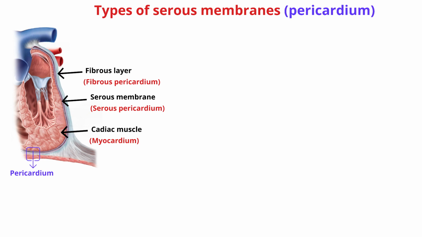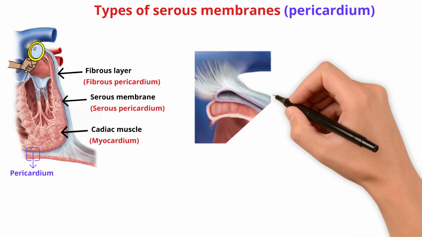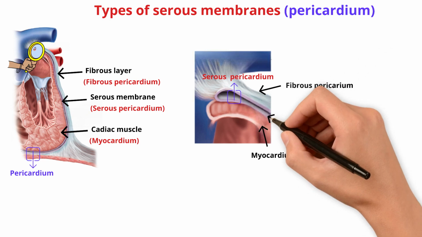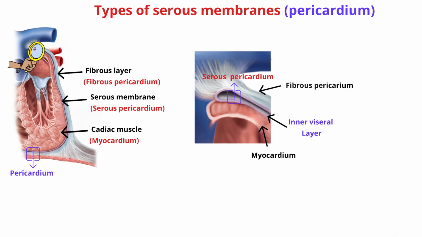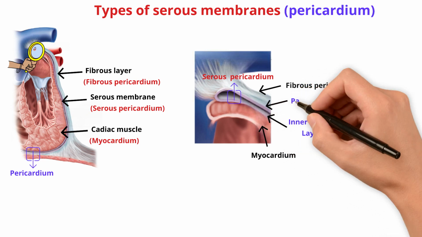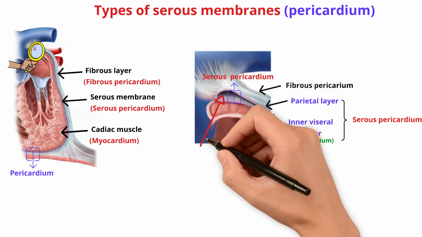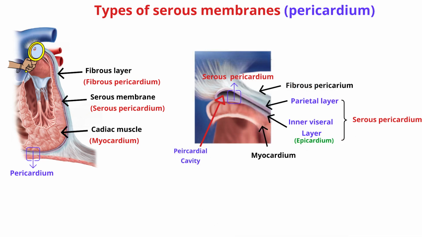Taking a closer look, we can see that the serous pericardium lies between the myocardium and the fibrous pericardium. It consists of two delicate layers, an inner visceral layer and an outer parietal layer. From this image, the inner layer, also known as the epicardium, adheres to the heart surface. On the other hand, the outer parietal layer lines the inside of the fibrous pericardium. Between these two layers lies the pericardial cavity, a space filled with serous fluid that acts as a lubricant to minimize friction as the heart beats.